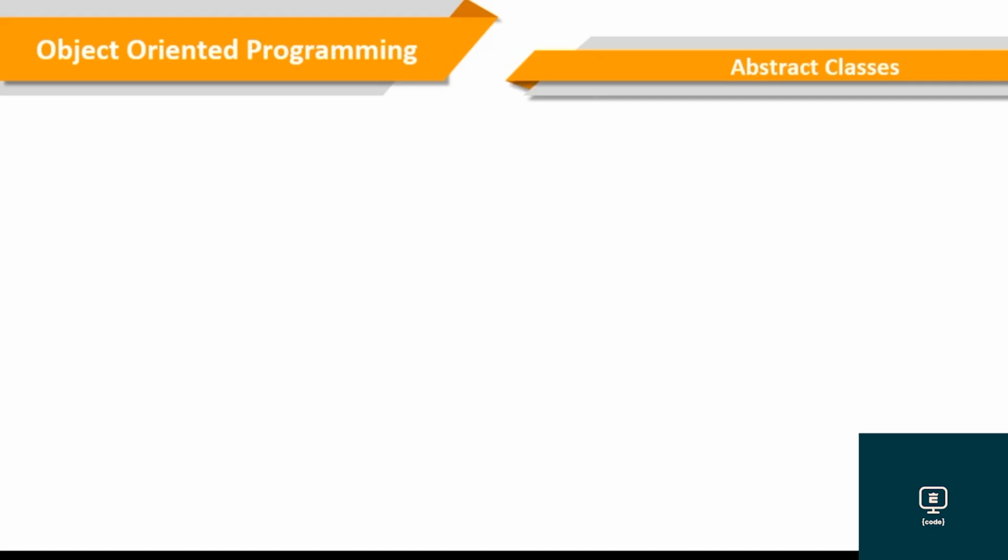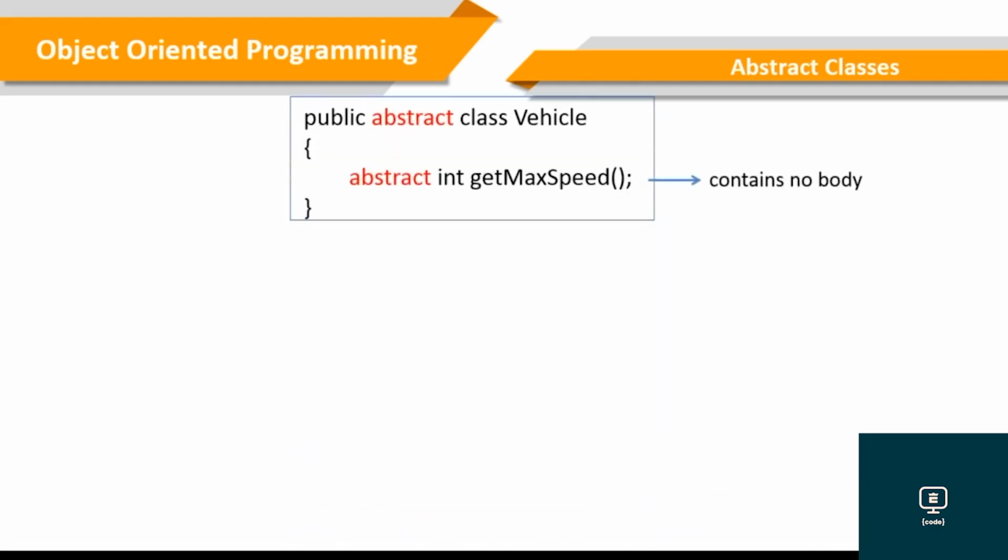Abstract classes. So an abstract class is used to implement common features of related classes. So it's declared with the abstract keyword. If a class has at least one abstract method, then the class must be declared abstract. Also, abstract classes may contain non-abstract methods and variables. You cannot instantiate an abstract class.